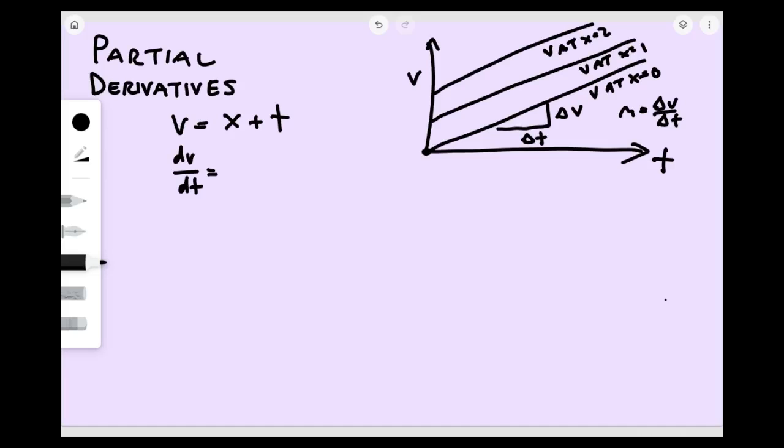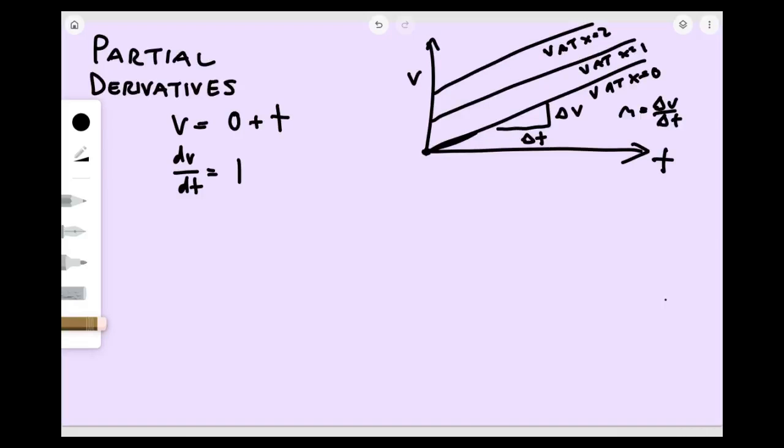But in this case, we have to evaluate this whole function. And this can get tricky. So for right now, what I'm going to do is erase the x, and I'll replace it with 0. So that's that first curve that we're looking at here. And now this derivative becomes easy. It's what we've done before. So dv dt is just the derivative of t, which is 1.